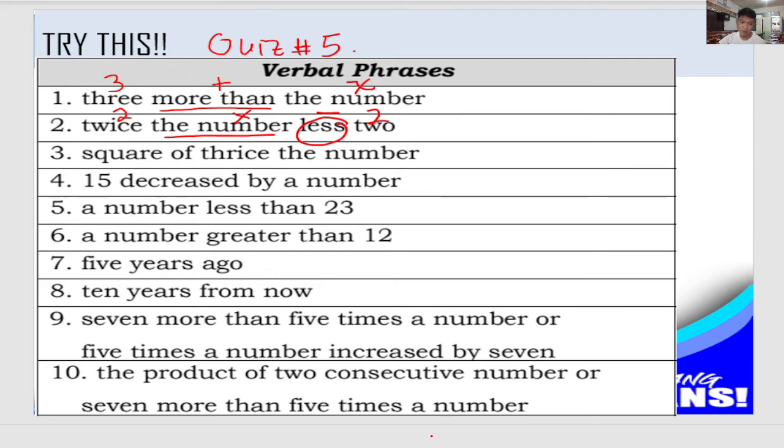Number 10, the product of two consecutive numbers. Okay, number 10, the product of two consecutive numbers.